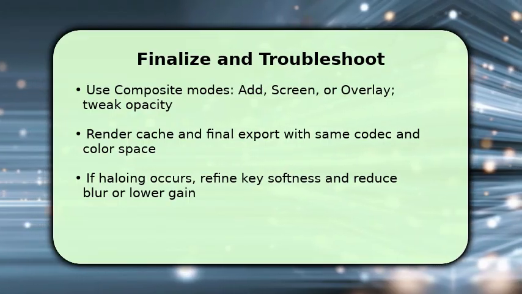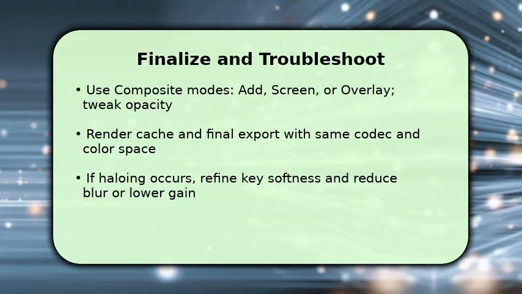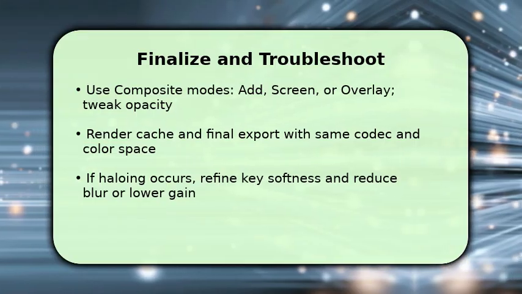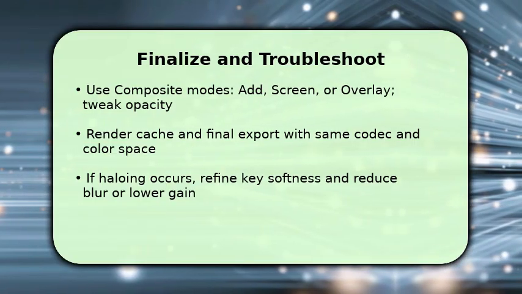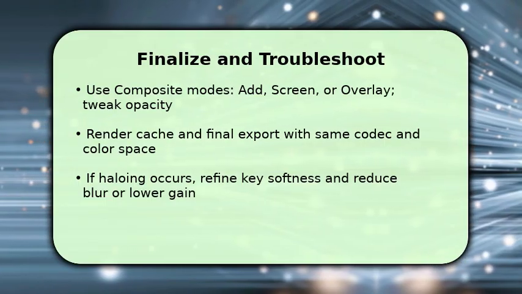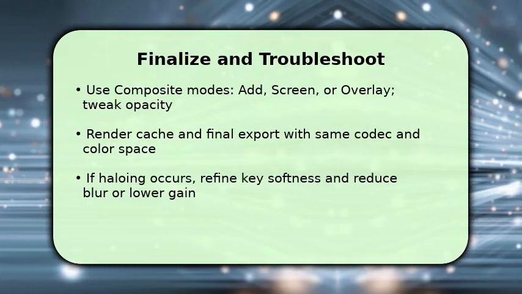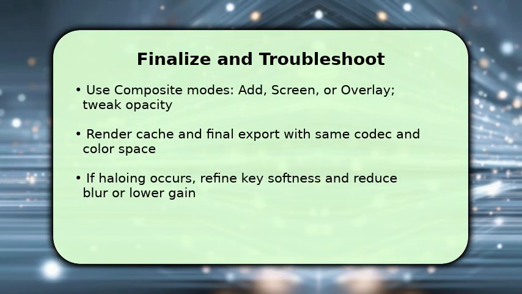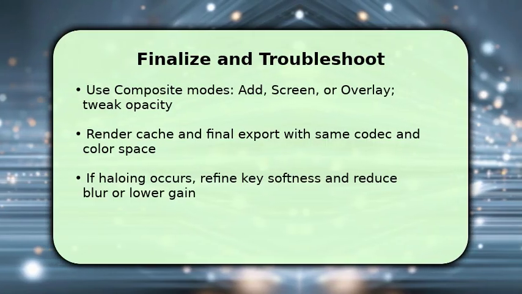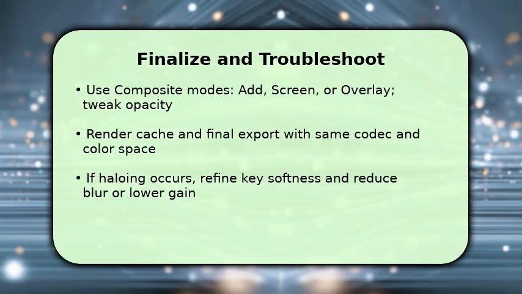If you see harsh edges or unwanted halos, go back to the color page and reduce key softness or lower blur amount and dial down the grade gain. Removing small highlights with a clean black clamp also helps. Export using a high-quality codec and the original timeline color space to keep the effect consistent across displays.